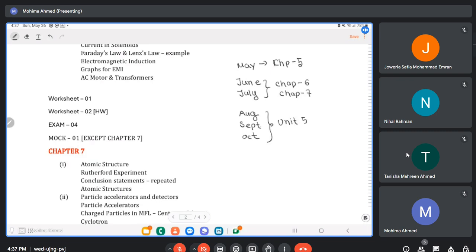So in August, September, and October, I'm also considering half of November. In November, 2 weeks.